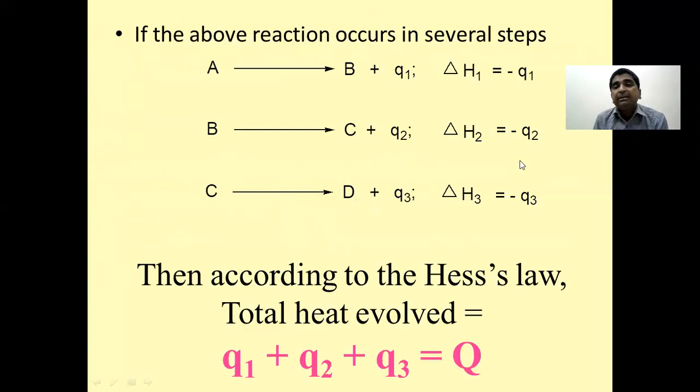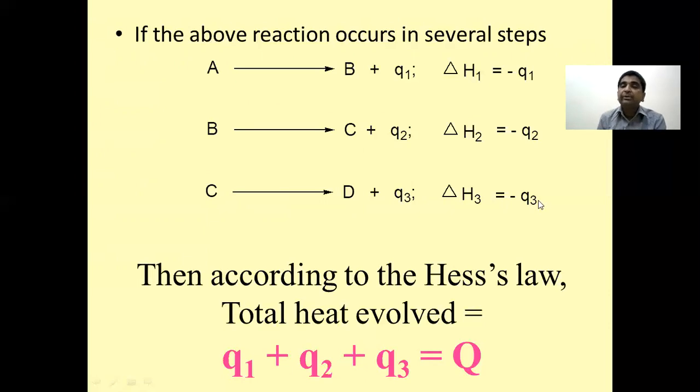Now, alternatively, the same conversion can occur through several steps. It is conversion of A into B with the liberation of Q1 amount of heat, delta H1 is equal to minus Q1 here. The second step is the conversion of B into C with the liberation of Q2 amount of heat, that is delta H2 is equal to minus Q2, and conversion of C into D with the liberation of Q3 amount of heat, that is delta H3 is equal to minus Q3.